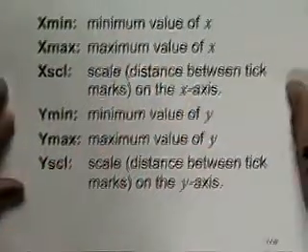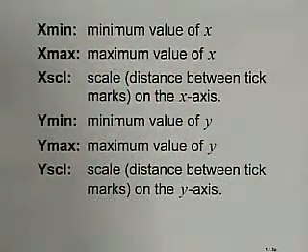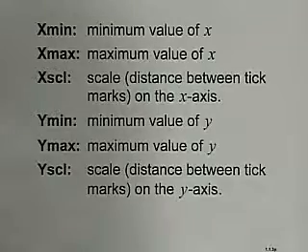Since the Cartesian coordinate plane extends infinitely in all directions, we can only look at a portion of it at a time. The same is true when using a graphing calculator. We call the portion of the plane that we're looking at the viewing window. We'll use the following abbreviations when looking at viewing windows. X min will stand for the minimum value of x, x max the maximum value of x.